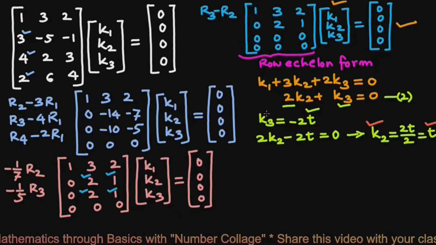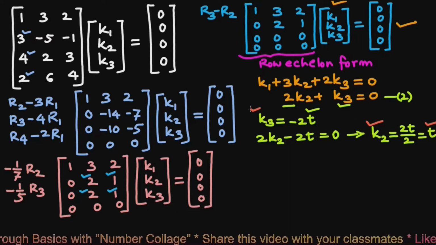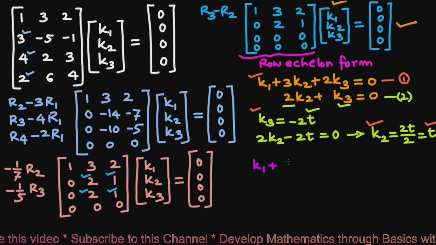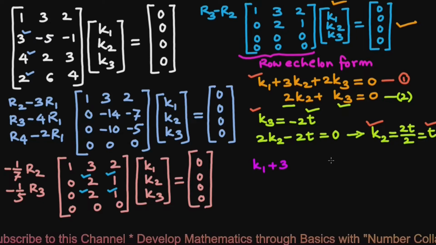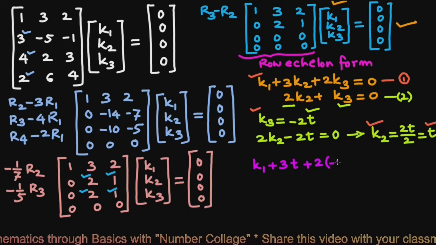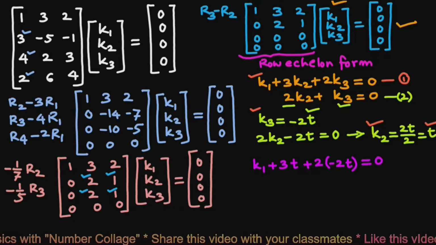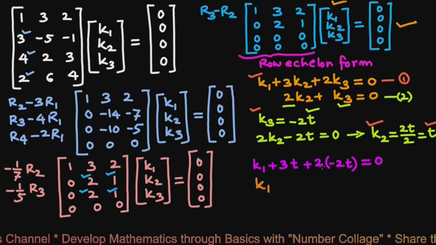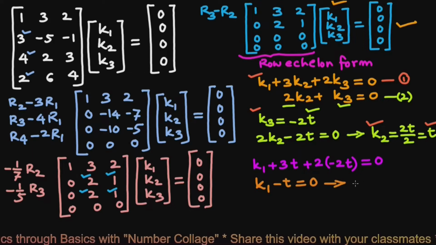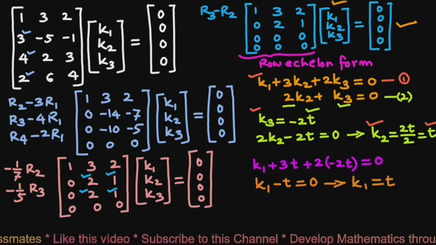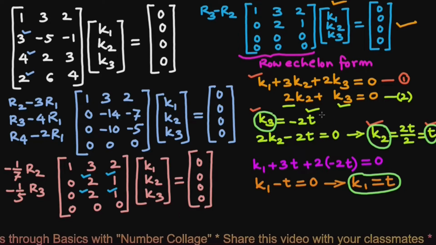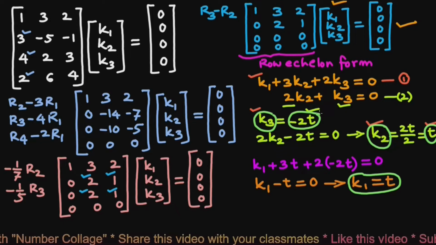Now we will substitute the values of k2 and k3 in the first equation to get the value of k1. So we write k1 plus 3, putting the value of k2, which is t, plus 2, putting the value of k3, which is minus 2t, equals 0. That gives us k1. 3t minus 4t gives minus t equals 0. That gives us k1 equals t. So we got k1 equals t, then k2 equals t, and k3 equals minus 2t, where t is the parameter.